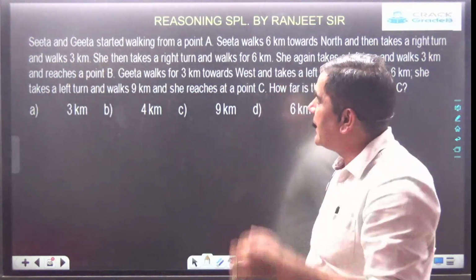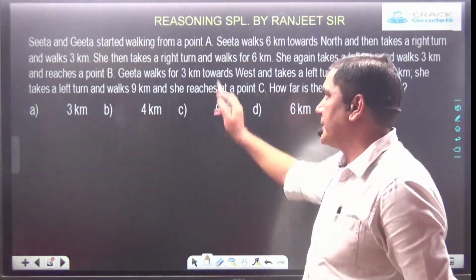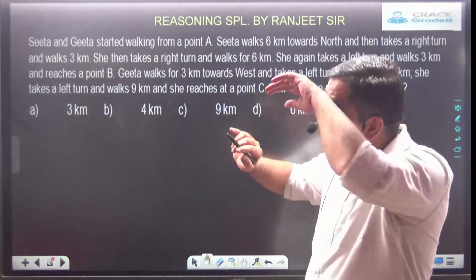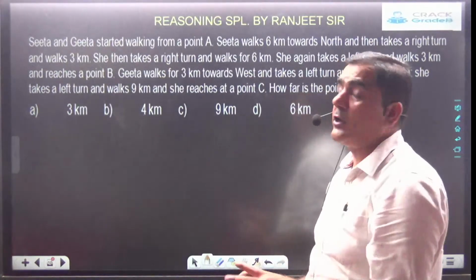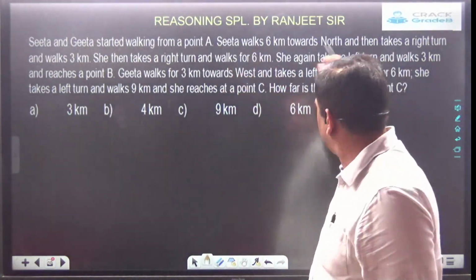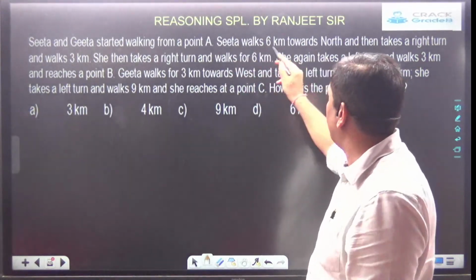Sita and Geeta start walking from point A. See, they have given start walking from point A. They have not used the word in the opposite direction. It means Sita and Geeta will walk in the same direction. Here they have mentioned Sita walks 6 kilometers towards north.